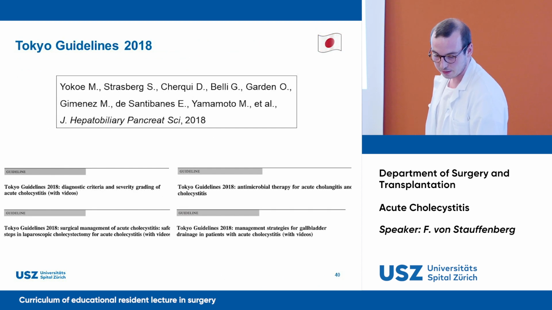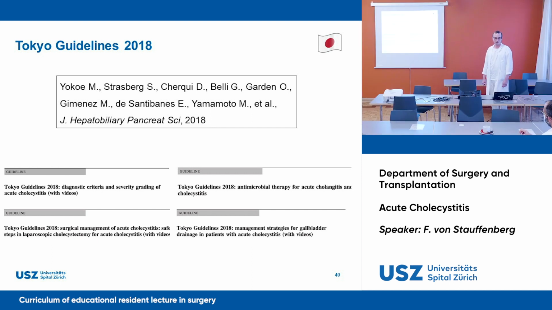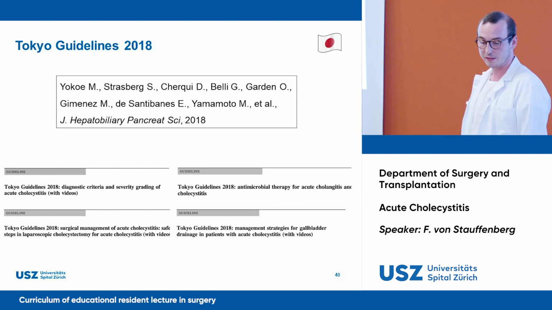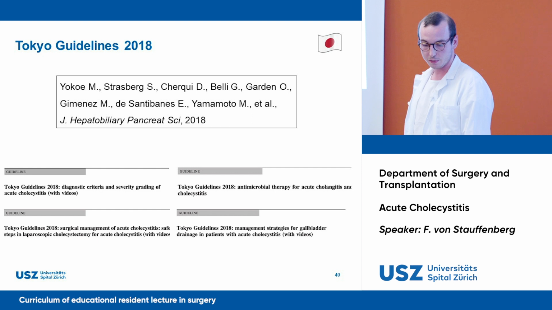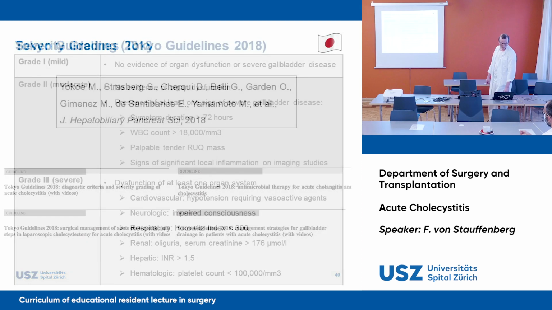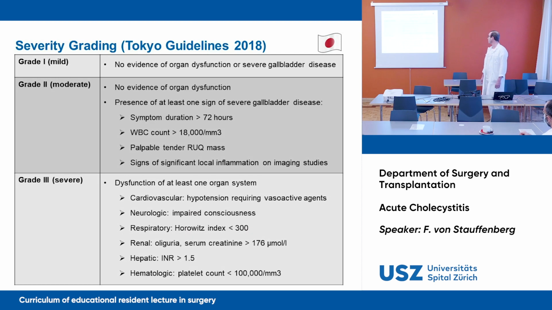In 2018, an international group published the Tokyo guidelines about the management of acute cholecystitis, based on numerous clinical studies from many researchers and clinicians from all over the world. They established a severity grading and corresponding treatment options. Grade 1 describes mild cholecystitis, where there's no evidence of systemic organ dysfunction or severe gallbladder disease.